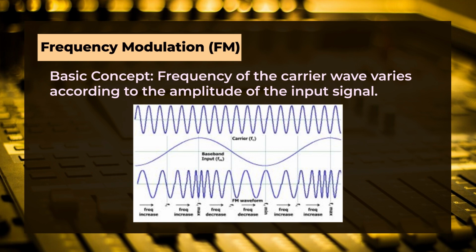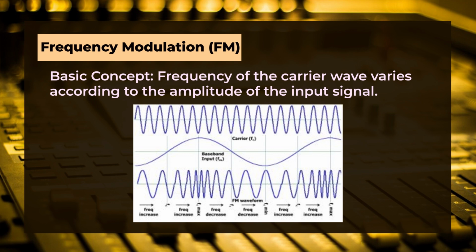It is a technique where the frequency of the carrier wave is varied in accordance with the amplitude of the input signal. Unlike amplitude modulation, AM, where the carrier amplitude changes, in frequency modulation, it is the carrier frequency that changes to encode the information from the input signal.